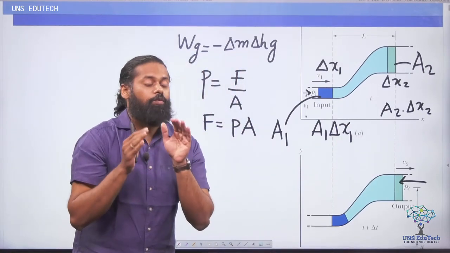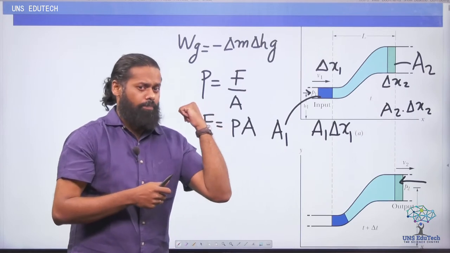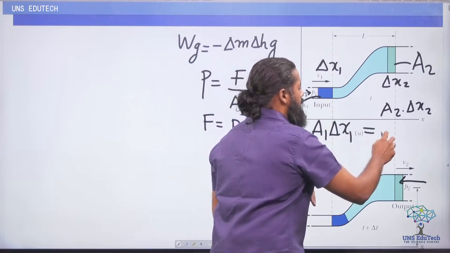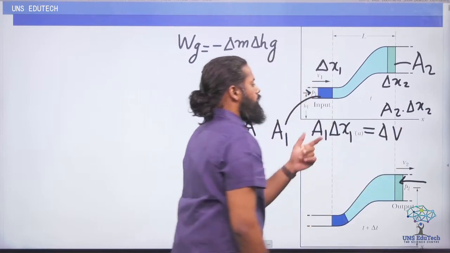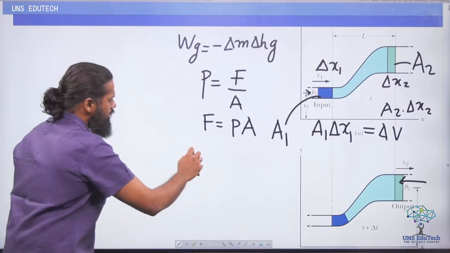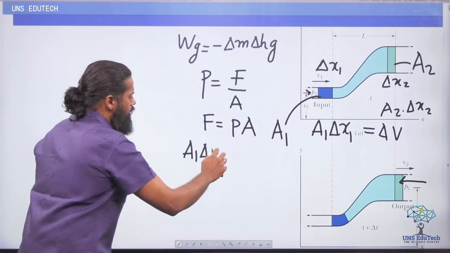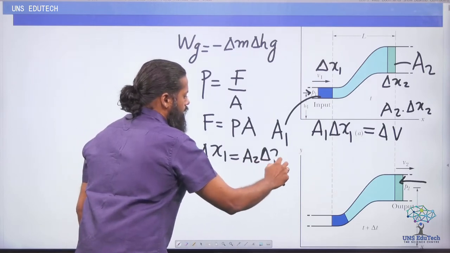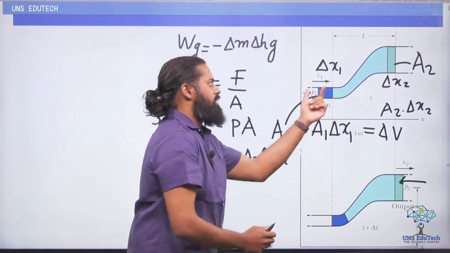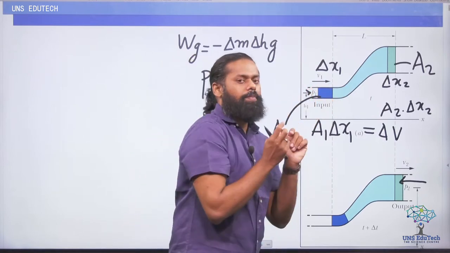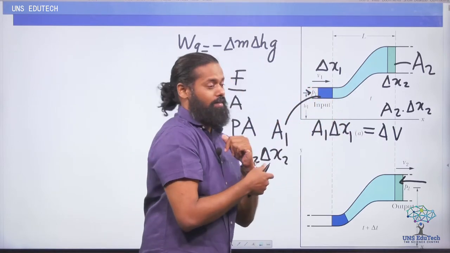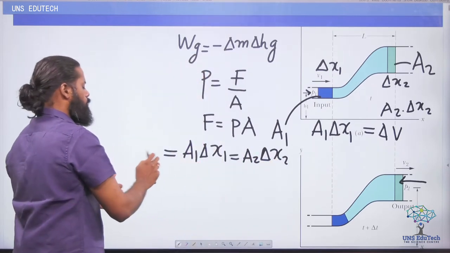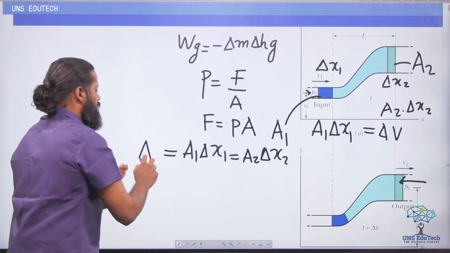The volume flow rate should not change because we already discussed the continuity principle. Now, we can say that this quantity should be the same, or we can call this delta V. So, A1 into delta X1 should be equal to A2 into delta X2 at that location. Delta X1 and delta X2 are the displacements of the element of fluid under consideration. This quantity is nothing but delta V.